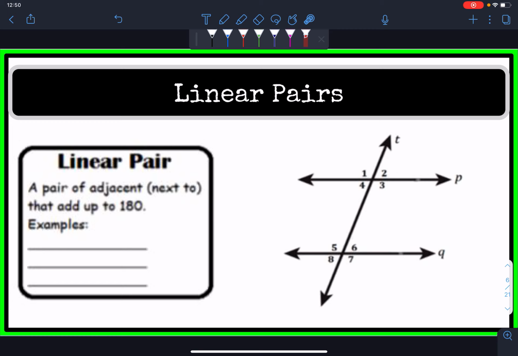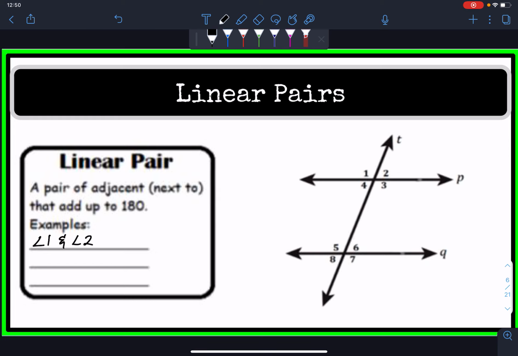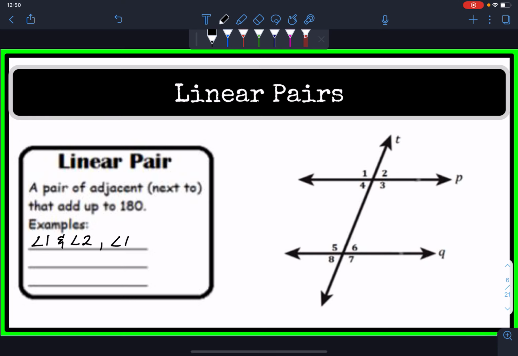Anything that is part of a straight line. 1 and 4 are part of this straight line, just like 2 and 3 are. And then 1 and 2 are part of this straight line, just like 3 and 4. So angles 1 and 2, angle 1 and angle 4, angle 2 and angle 3, and then angle 4 and angle 3.